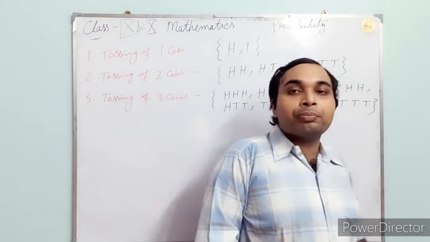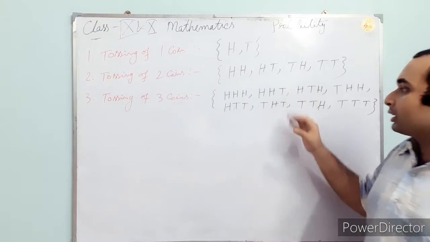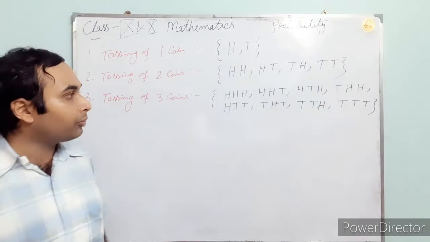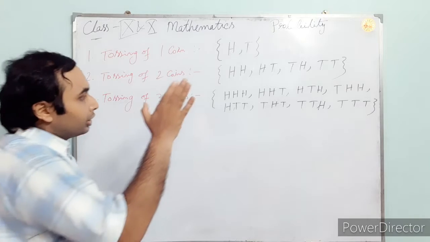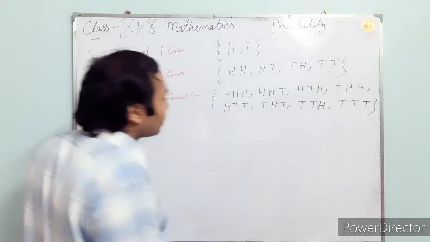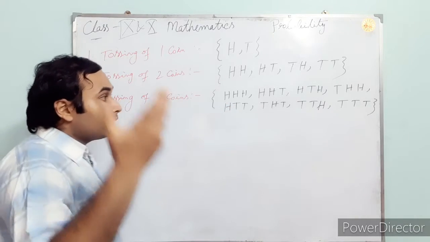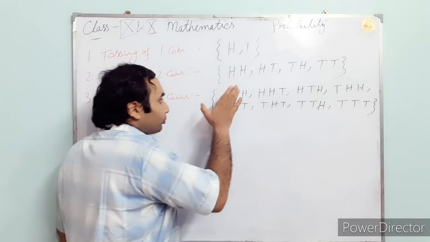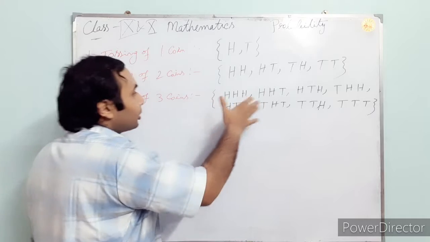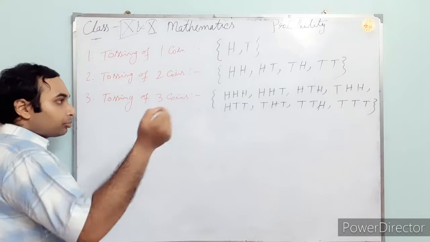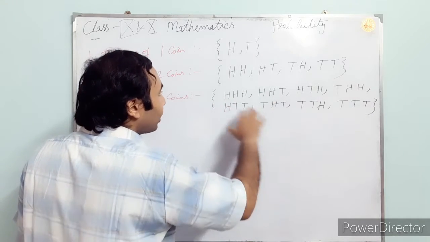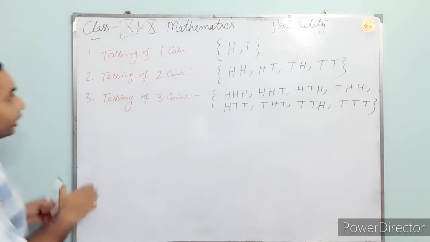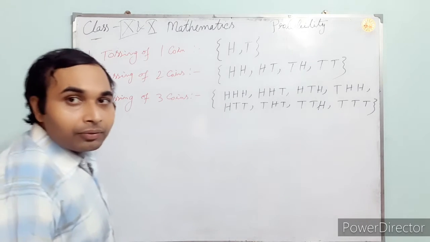For solving the problems you have to write the sample spaces. Sometimes you can get the results by mental calculation, but sometimes writing the sample space is required, and also problems come regarding the sample space, such as write the sample space of this. So writing the sample space of 3 coins is very important. Also you have to write it alternatively. You have seen how I have written it, and you will write like that. Okay, so tossing of coin we have done.